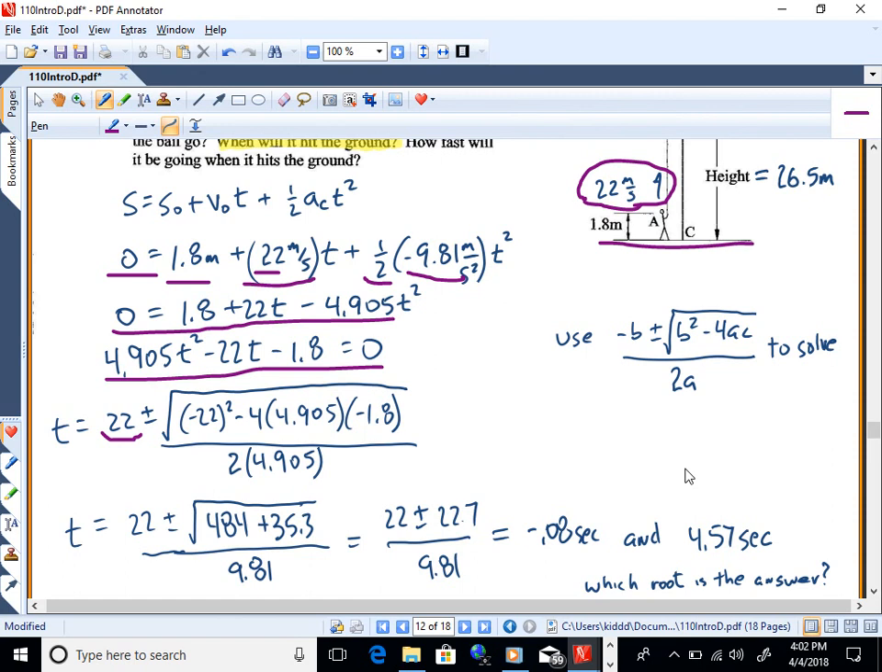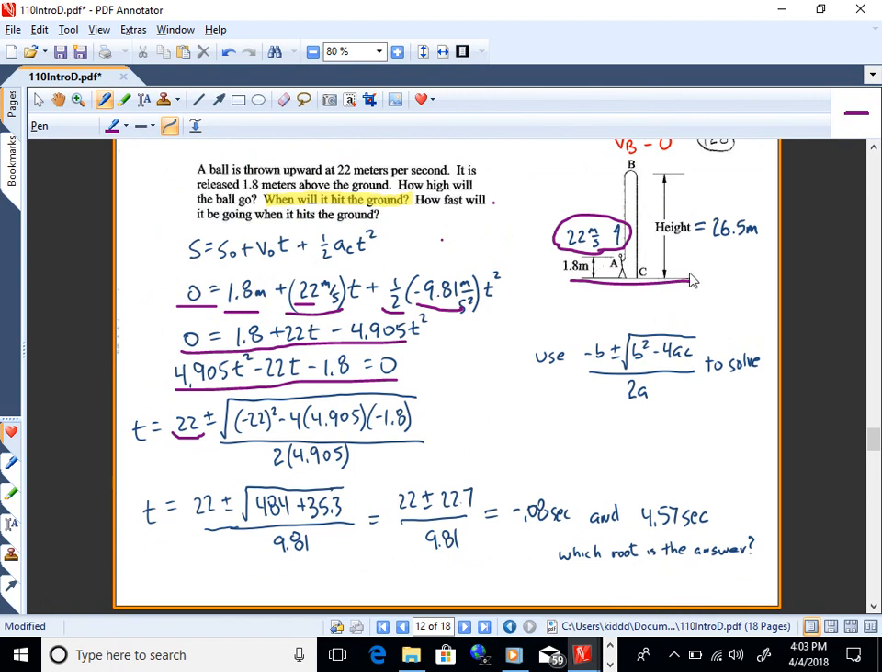You doing all right with that? All right, so we get two roots out of that like you do out of quadratics, -0.08 and 4.57. So which one's the answer? Yeah, it's this one. What's the significance of -0.08? What's going on with that?